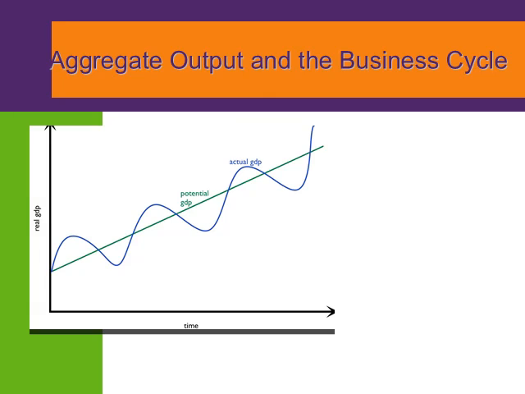So if GDP rises, we are in an expansion. Output is increasing. If GDP falls, aggregate output is decreasing and we are in a contraction.